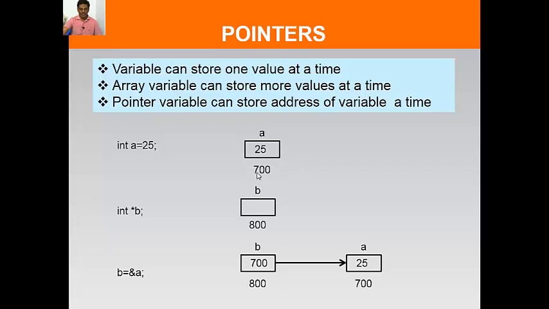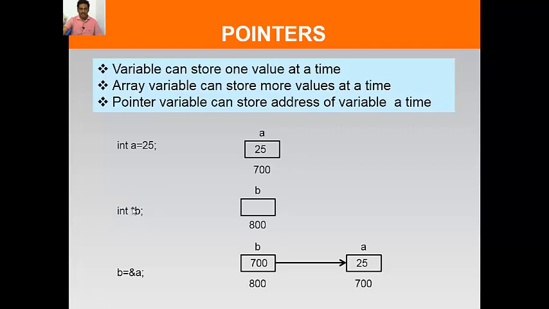700 is the address for 1 byte, but internally the compiler takes only 700. If it is an integer type, it continuously takes 2 bytes, that is 700 and 701. Suppose it is a float, the address is 700, but it continuously takes 4 bytes: 700, 701, 702, 703. So this is an ordinary variable, int a equal to 25. A is the variable name, 25 is the value at the location, and 700 is the address given by the operating system at the time of execution.